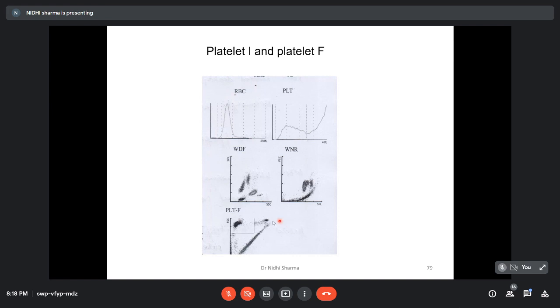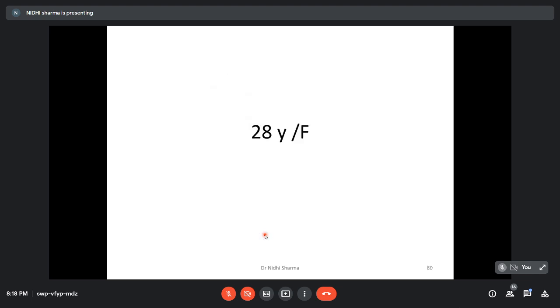And whereas in this case, if you look at the platelet F, you see a large number of immature platelet fractions here, and there would be a large number of circulating giant platelets here again. So now let's consider this case.